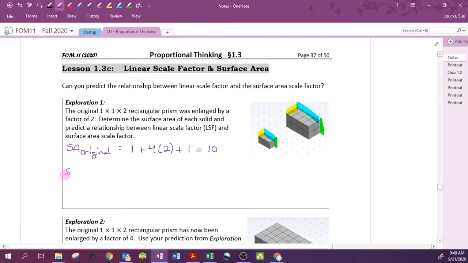And then the surface area of the image. Well, this time the end has got 4. There are 4 sides that have 8 squares on each of them: 1, 2, 3, 4, 5, 6, 7, 8. And then the other end has got 4, for a grand total of 40. And scale equals image over actual, which is 40 over 10, which is 4. So the surface area scale factor is 4.